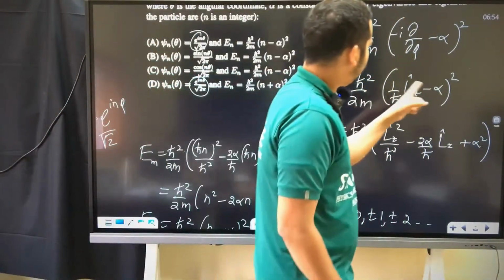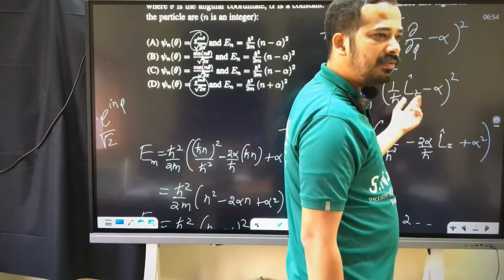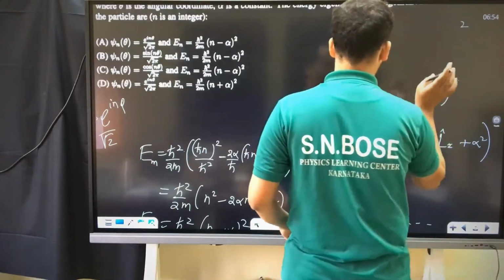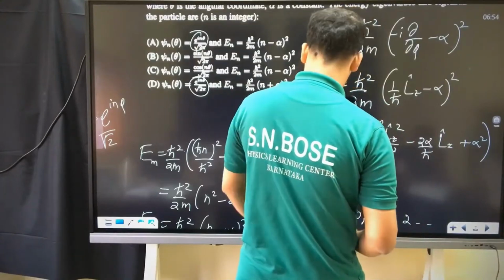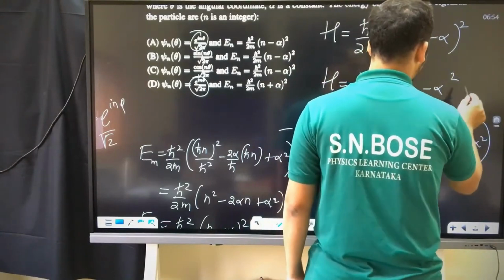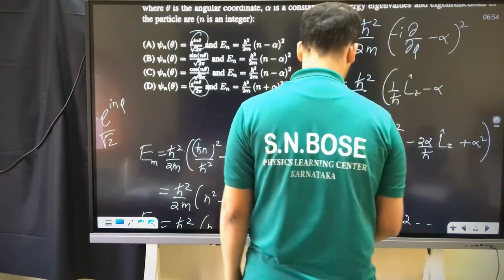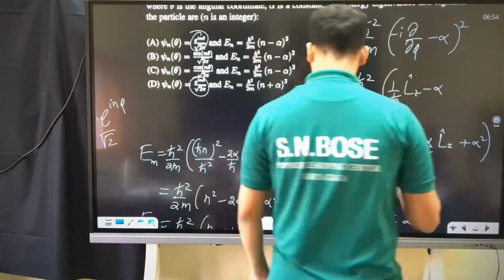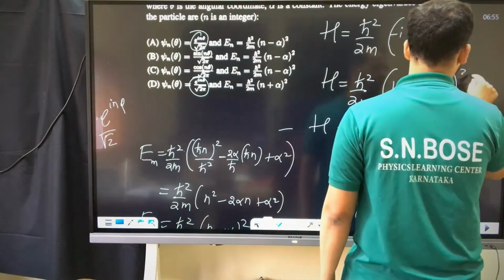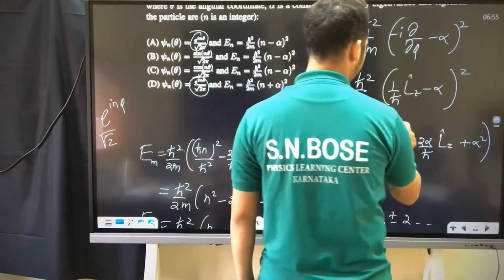How do you find it? Directly I can't quickly write the eigenvalue and eigenfunction of this one. What I'm saying here is, whatever operator you have here, Lz cap minus alpha, the whole square, am I right? Can you think of its eigenvalue and eigenfunction directly?